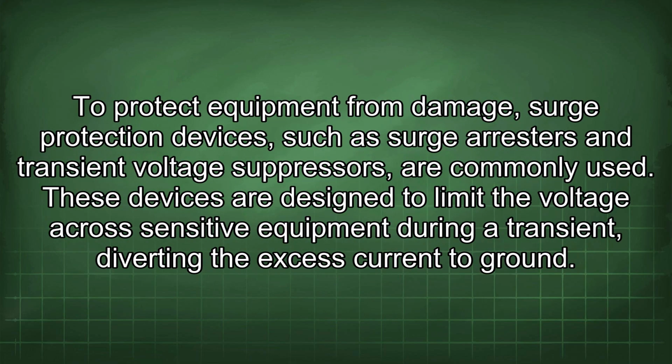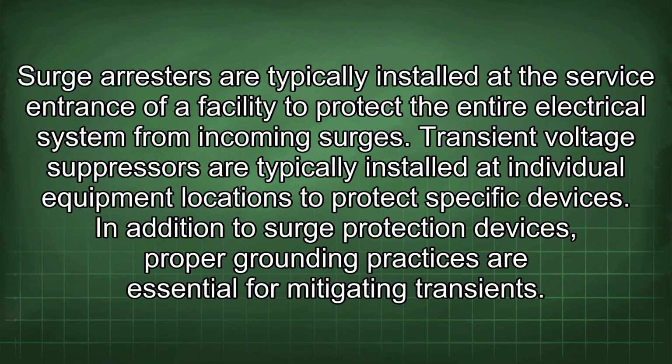To protect equipment from damage, surge protection devices, such as surge arresters and transient voltage suppressors, are commonly used. These devices are designed to limit the voltage across sensitive equipment during a transient, diverting the excess current to ground. Surge arresters are typically installed at the service entrance of a facility to protect the entire electrical system from incoming surges. Transient voltage suppressors are typically installed at individual equipment locations to protect specific devices.